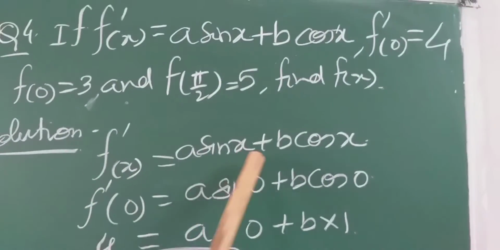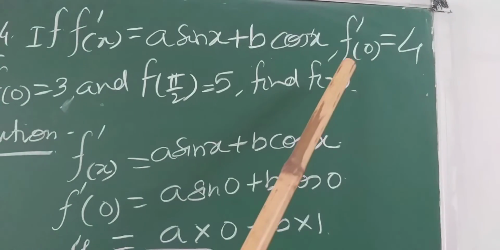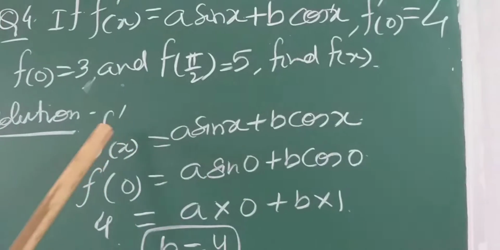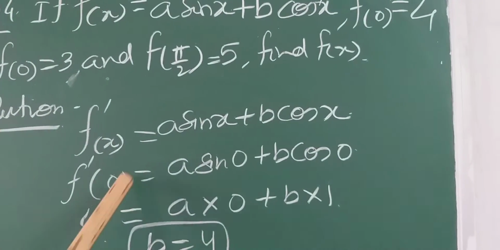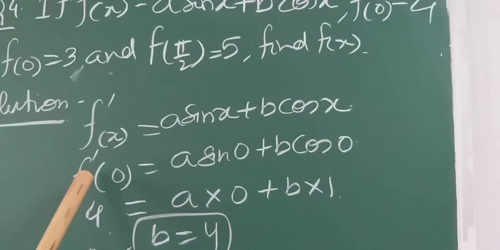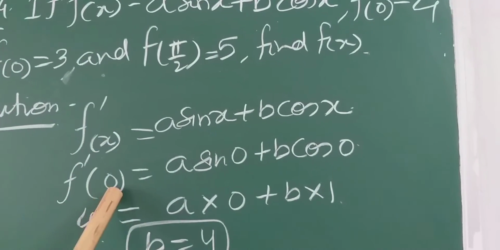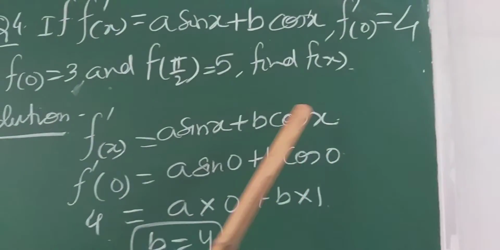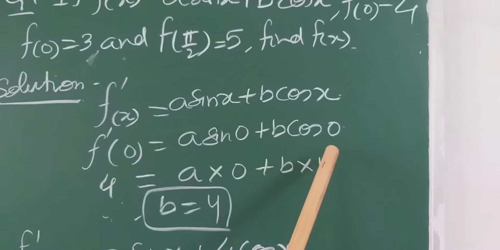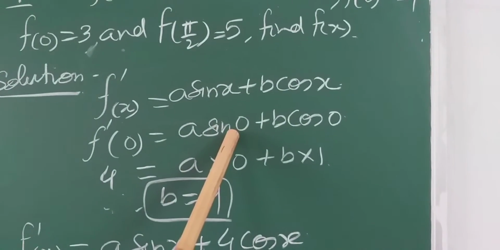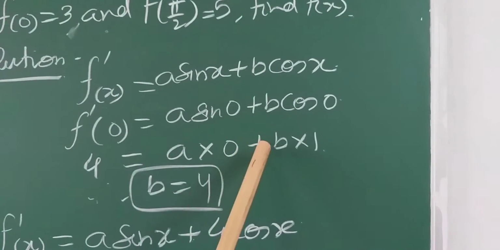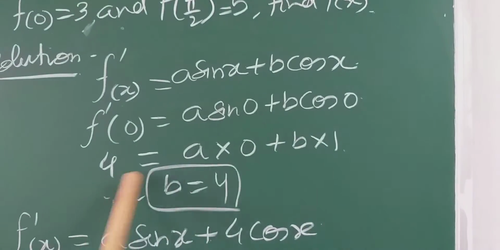So this derivative is given to us and the value of the derivative at 0 is 4. So we are going to put x equal to 0. So a sin 0 plus b cos 0. The derivative at 0 is 4, it is given. So we can write 4 equals a sin 0 plus b cos 0. Sin 0 is 0, cos 0 is 1. A into 0 is 0 plus b, it means b equals 4.